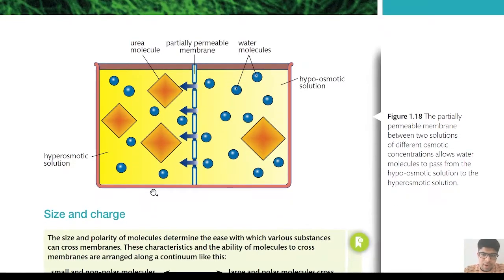Here we can see in the diagram the partially permeable membrane between the two solutions of different osmotic concentration allows water molecules to pass from the hypoosmotic solution to the hyperosmotic solution. So this is the urea molecule in the square shape, and these circles are the water molecules, and this is the hypoosmotic solution in which they are floating. And so we can see the direction of movement and the hyperosmotic solution. This is a partially permeable membrane.